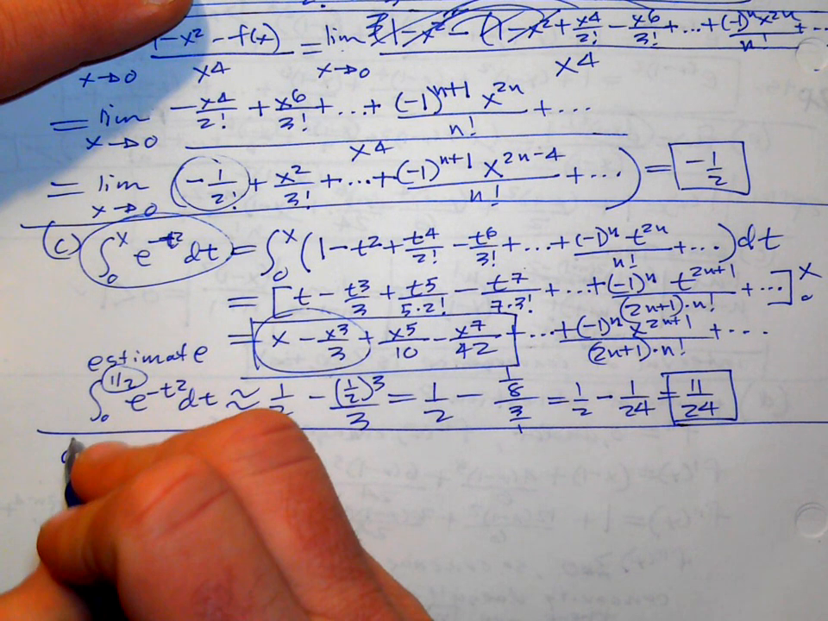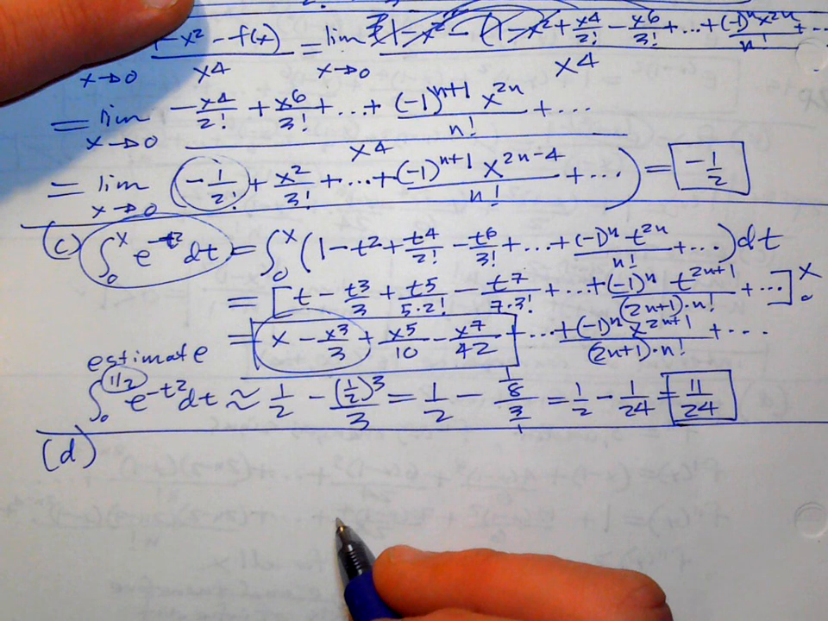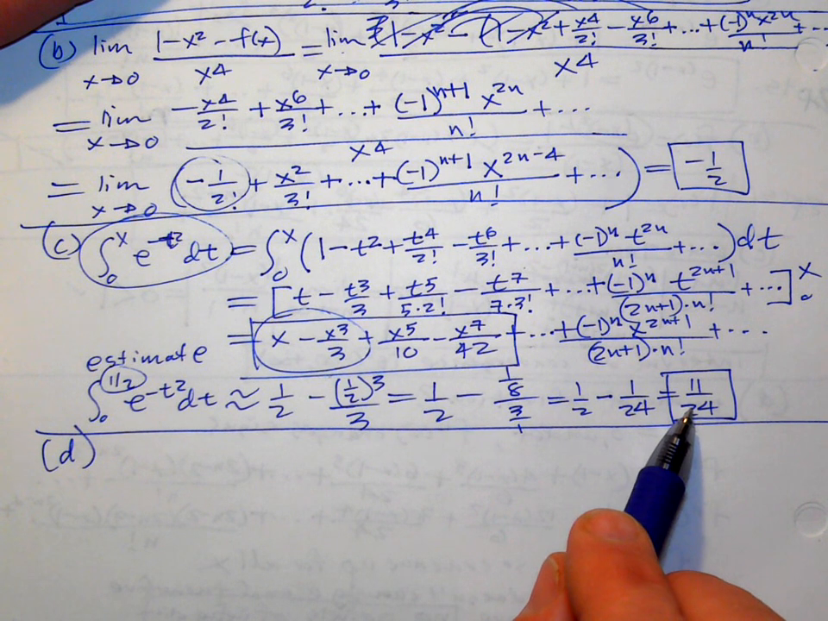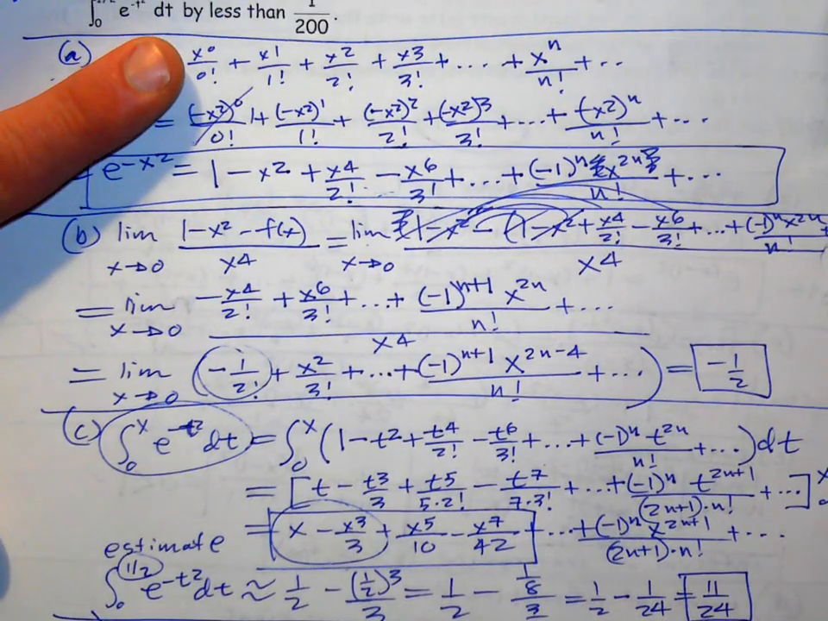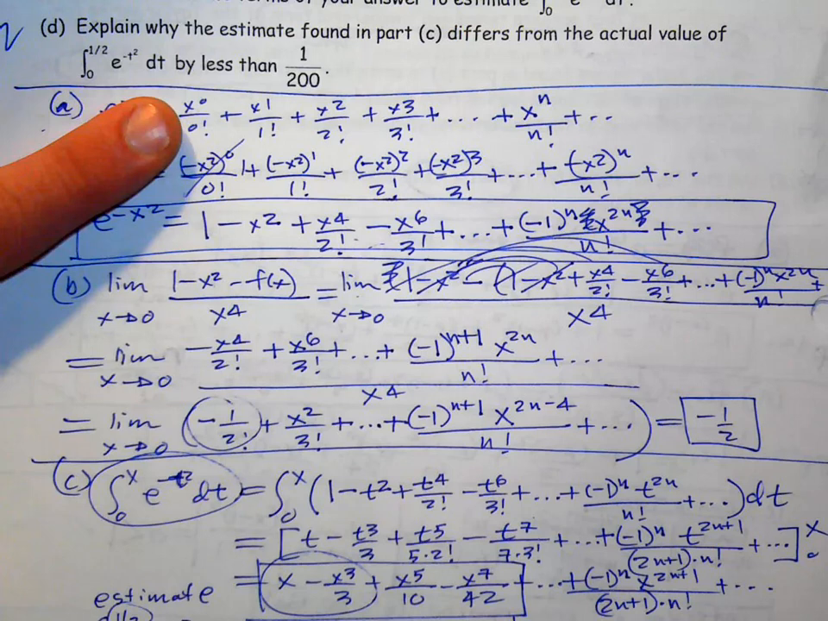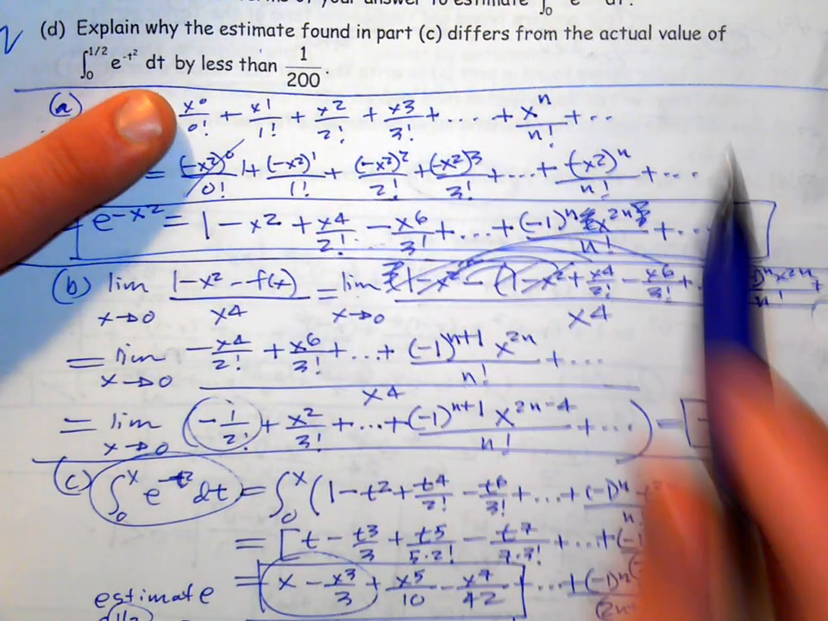So, D, explain why the estimate found in part C differs from the actual value by less than 1/200. Why does your estimate differ from the actual value by less than 1/200? You need to realize that that statement right there is asking you about error. Okay? You're trying to find error. How does your estimate differ from the actual value?